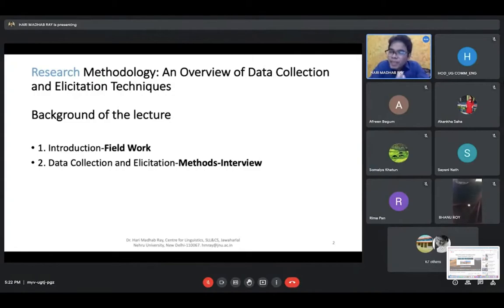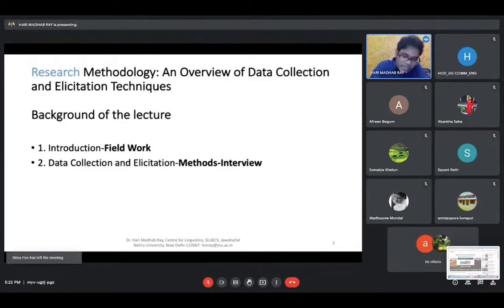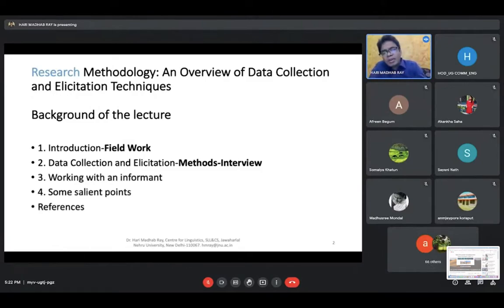Though there are different types of methods of data collection, whether it's the observation method, the interview method, and other types of methods, today I'll be talking about all types of methods of data collection, but my prime focus will be the interview method or interrogation techniques. And then, as I already told you, my experience, especially working with informants, as I conducted fieldwork in different Indian languages.